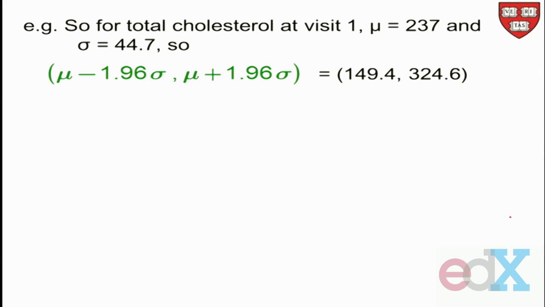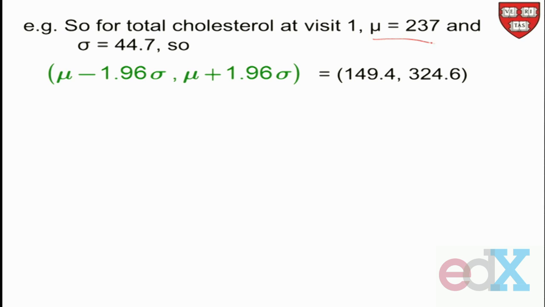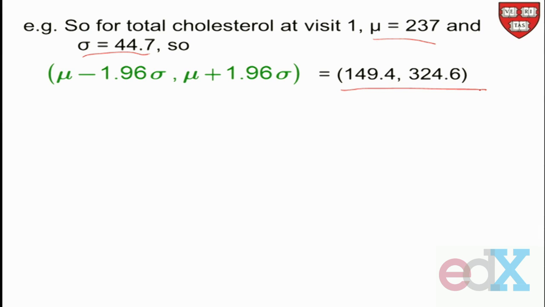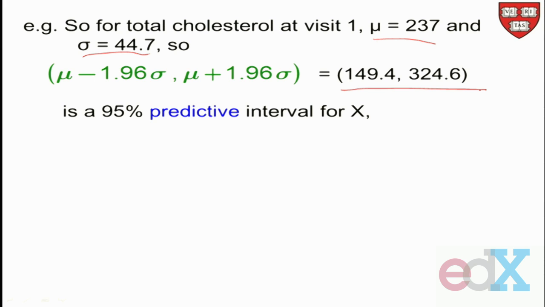Let's go back to our total cholesterol. The mean of the population, remember, we're still dealing with our population where we've actually calculated it. We know everything about it. The mean of the population was 237. The standard deviation was 44.7. So we would predict that 95% of the time that we choose an individual from this population and calculate the total cholesterol level for that individual, we will get a value that's between 149.4 and 324.6. That's the 95% predictive interval.